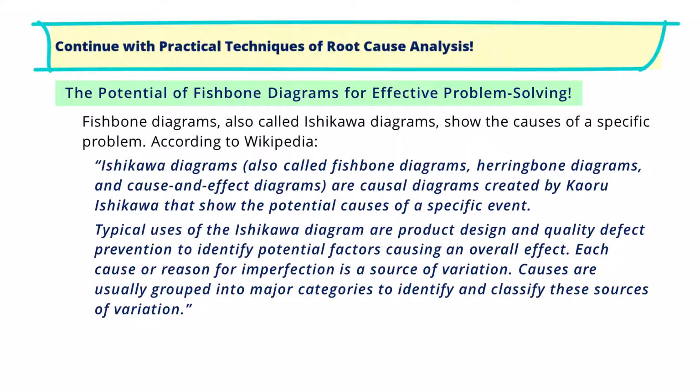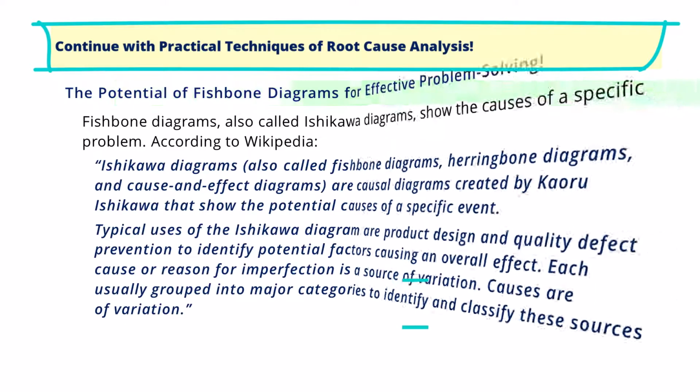According to Wikipedia, Ishikawa diagrams, also called fishbone diagrams, herringbone diagrams, and cause and effect diagrams, are causal diagrams created by Kaoru Ishikawa that show the potential causes of a specific event. Typical uses of the Ishikawa diagram are product design and quality defect prevention to identify potential factors causing an overall effect. Each cause or reason for imperfection is a source of variation. Causes are usually grouped into major categories to identify and classify these sources of variation.